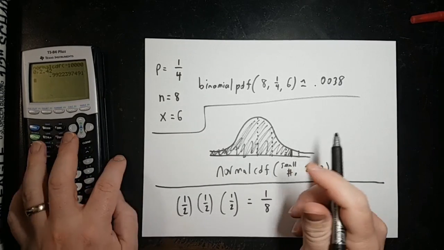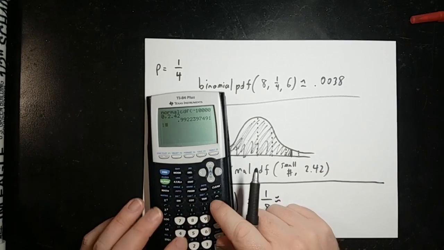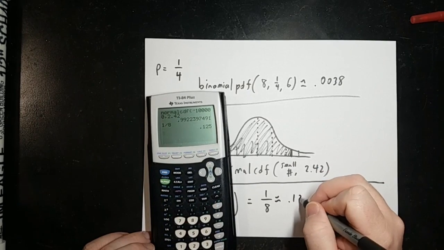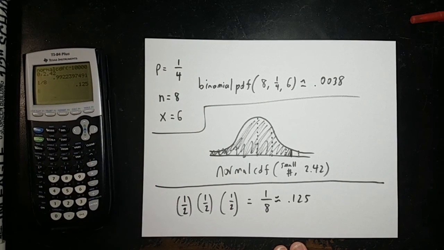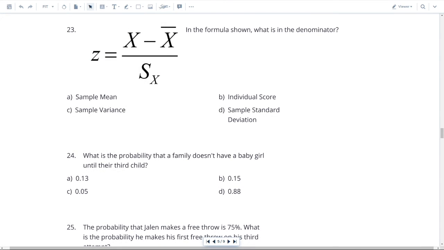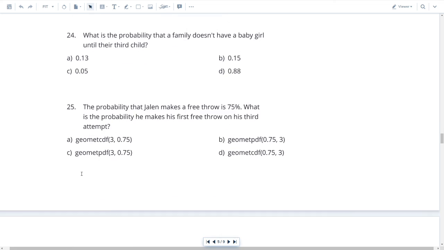That's a 1 out of 8 chance, which if we're talking decimals, 0.125, which rounds to 0.13. 78% of you got this right. Let's go down to number 25.